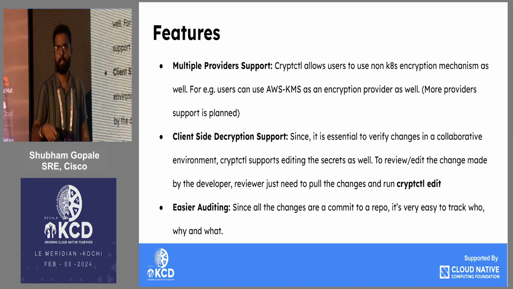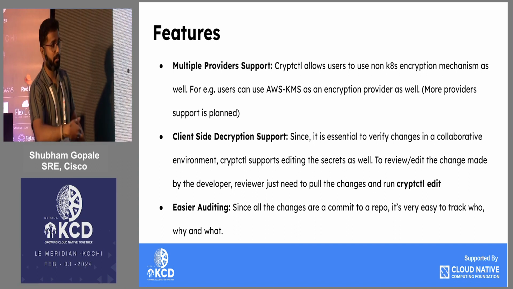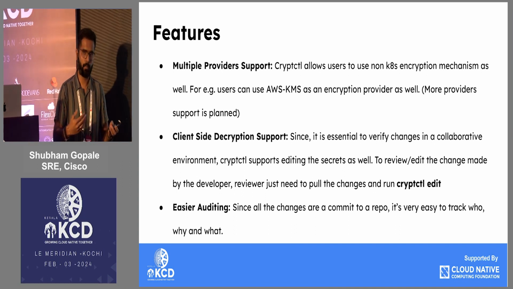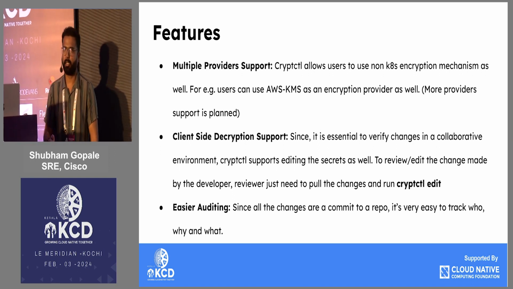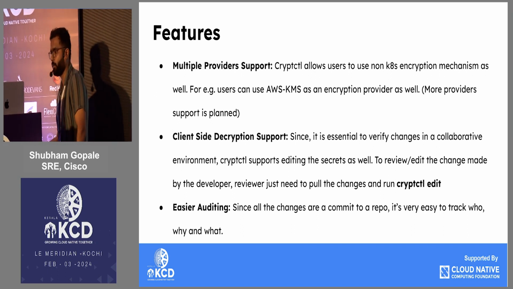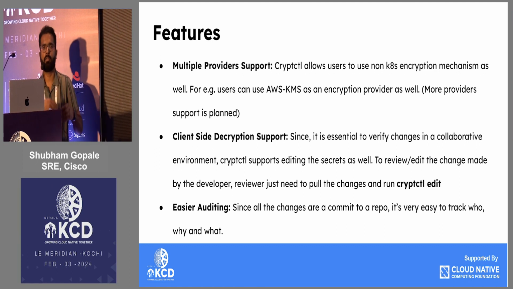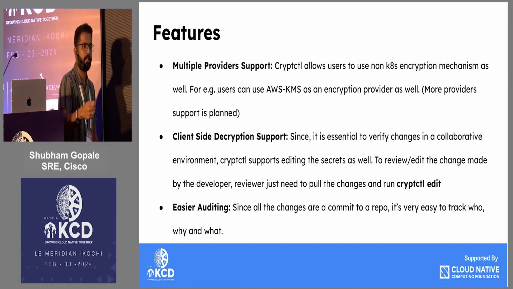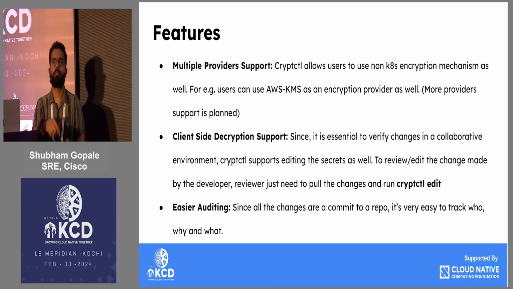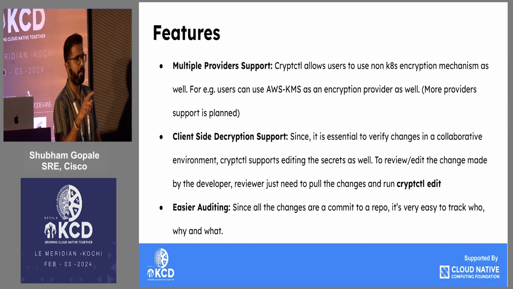So you have client-side decryption support. Basically, you raise a PR. Whoever is reviewing the PR just needs to pull the changes and run Cryptctl edit, and the decrypted YAML will be rendered out, so that they can review the changes in real time. They don't have to rely on your system, on your operator to decrypt them and then store them in a Kubernetes secret object, and then you verify the object. So it shortens your review cycle as well.